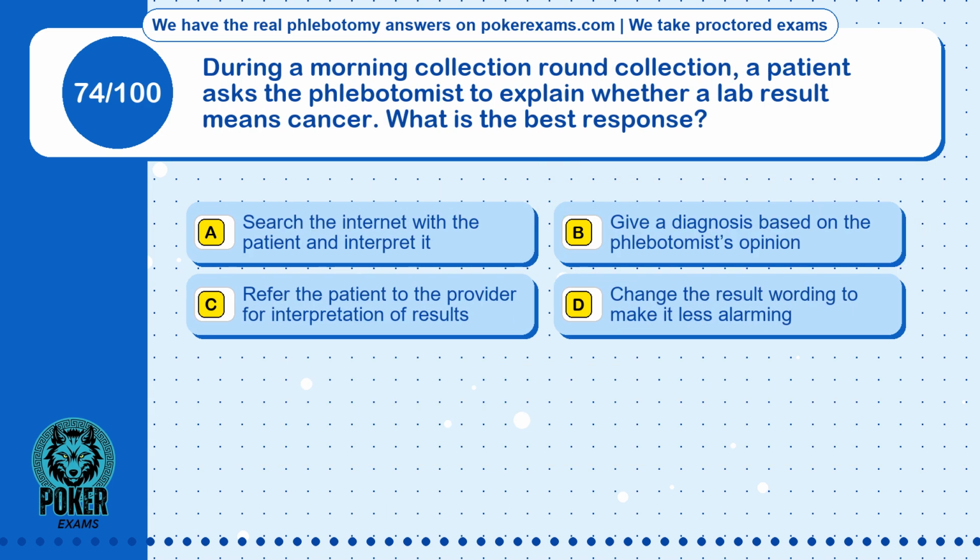Question 74. During a morning collection round, a patient asks the phlebotomist to explain whether a lab result means cancer. What is the best response? Option A, search the internet with the patient and interpret it. Option B, give a diagnosis based on the phlebotomist's opinion. Option C, refer the patient to the provider for interpretation of results. Option D, change the result wording to make it less alarming.